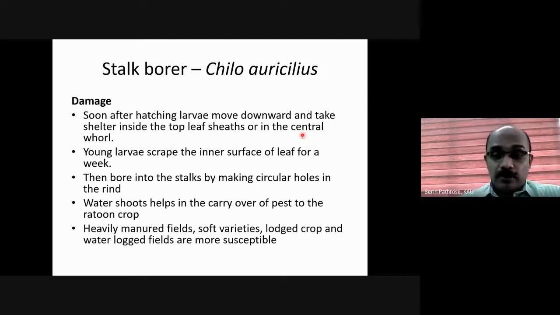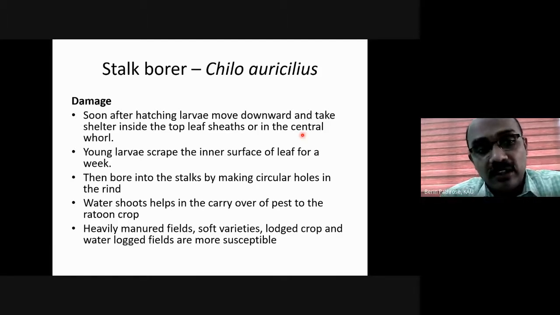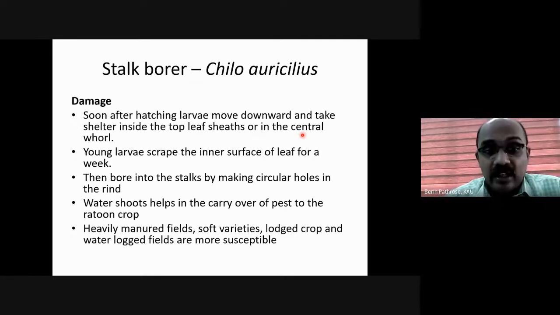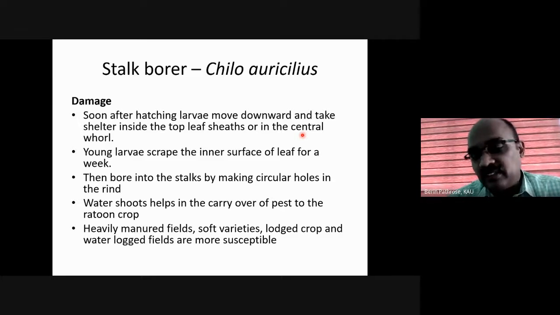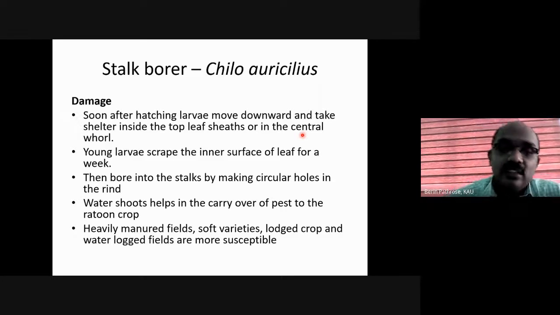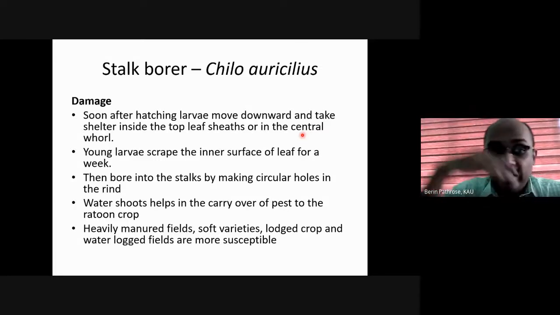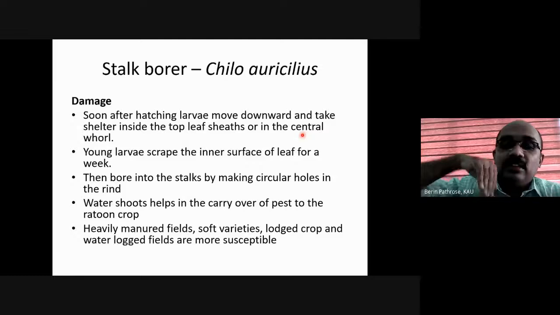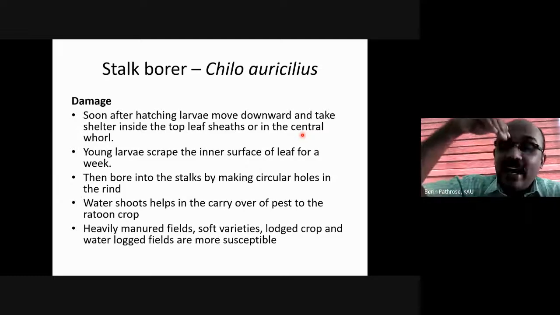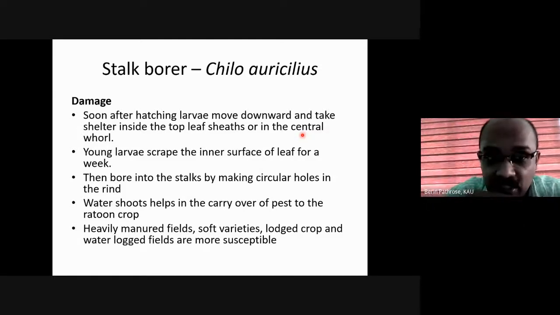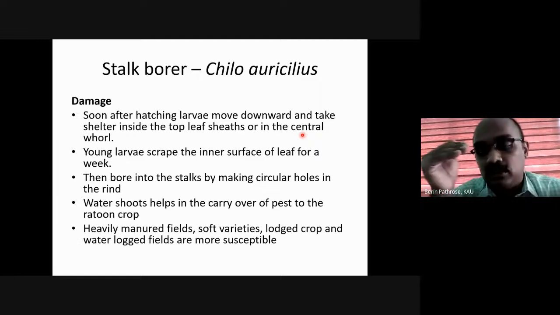Coming to the next borer pest, this is the fourth most important borer, that is stalk borer, Chilo auricilius. This is a pest that, just after hatching, moves downwards. The eggs are laid on the leaf, and soon after hatching, the larvae move downwards and take shelter in the leaf sheath or in the central whorl.